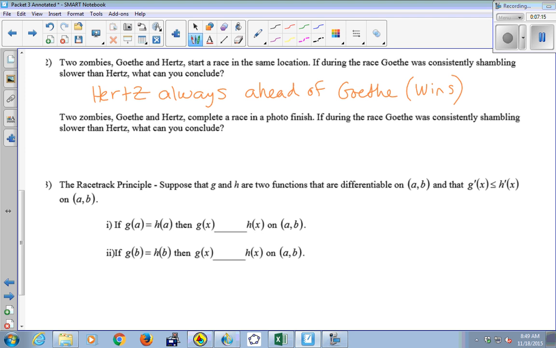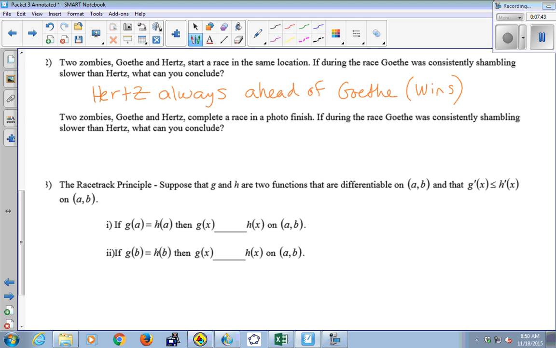All right, here's a slightly different scenario. We've got two zombies again, Goeth and Hertz. They complete a race in a photo finish. They finish at the exact same time. And we know that during the race, Goeth was consistently shambling slower than Hertz. Okay, so Goeth was slower, but they finished in a tie. So what can you conclude there?